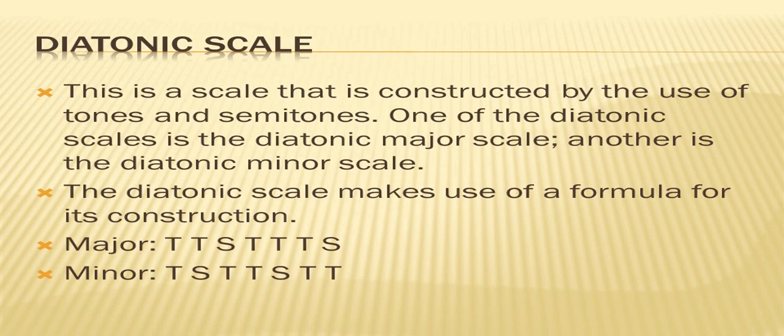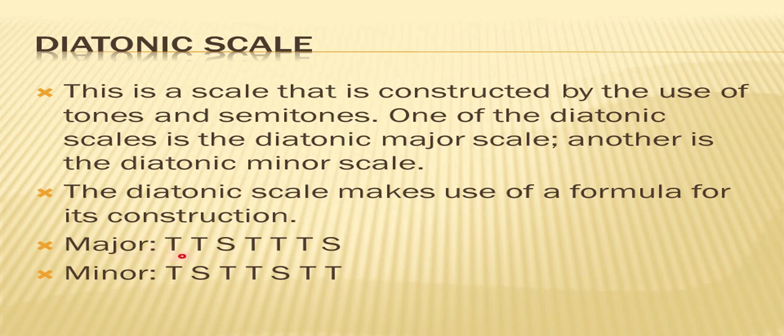Very well then. This is a diatonic scale. It is constructed by the use of both tones and semitones. One of the diatonic scales is the diatonic major scale. Another one is the diatonic minor scale. So we have two types of diatonic scales majorly: one, diatonic major scale, and two, diatonic minor scale. The formulas are given to us below. Formulas are not very big things that we should be scared of.